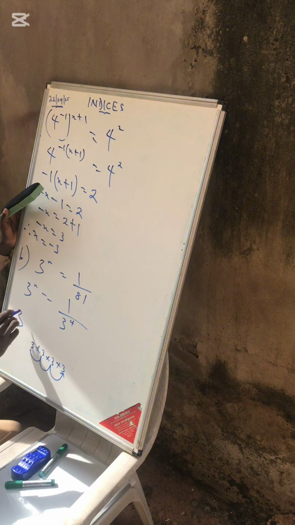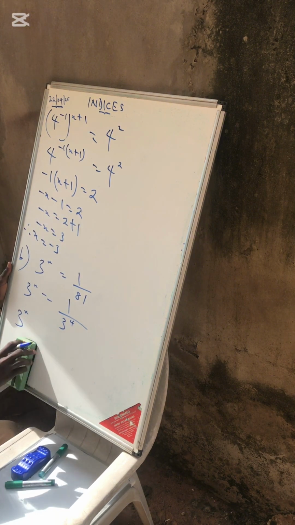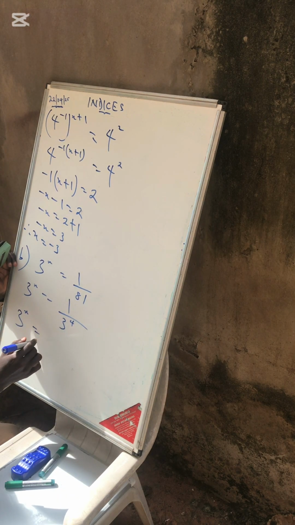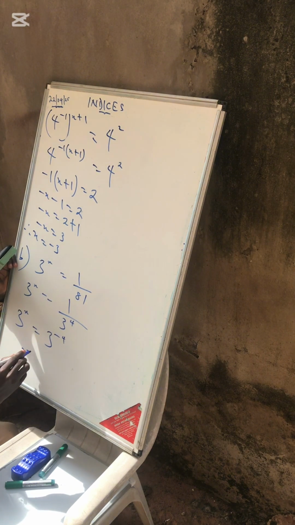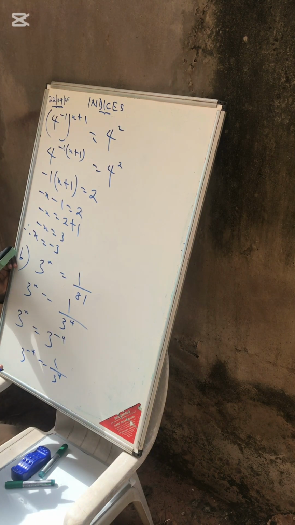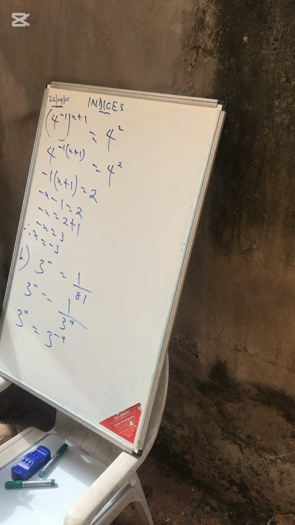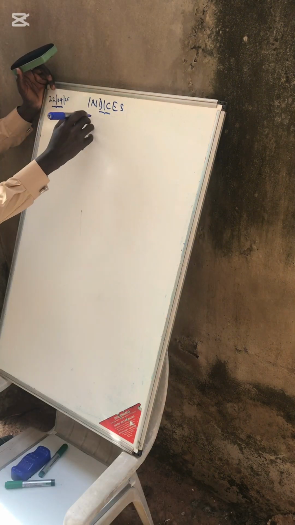This one is already a power of 3. Exactly, that's why I wanted that to also be a power of 3. So 3 raised to power x will now be equal to what? If I don't want to write it as a fraction, it will become 3 raised to power minus 4, because 3 raised to power minus 4 is the same as 1 over 3 raised to power 4. That therefore means x equals minus 4. Beautiful, and that's it.